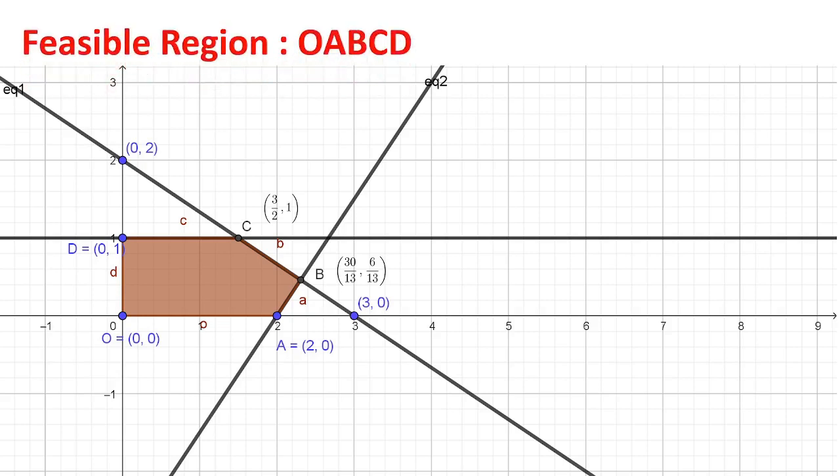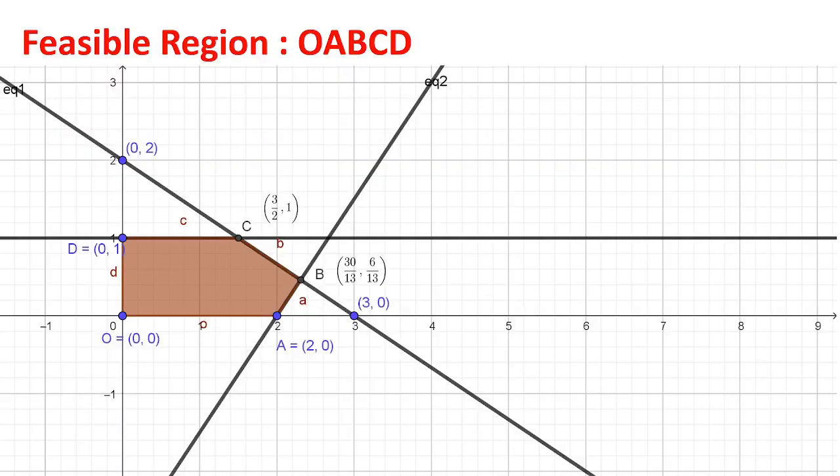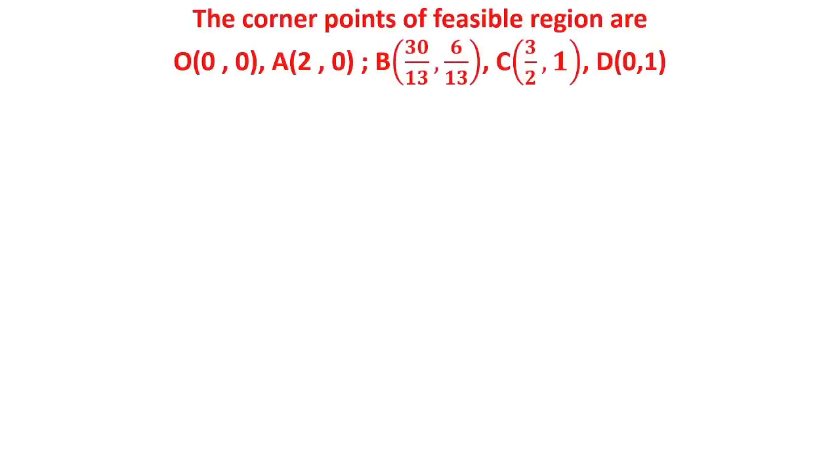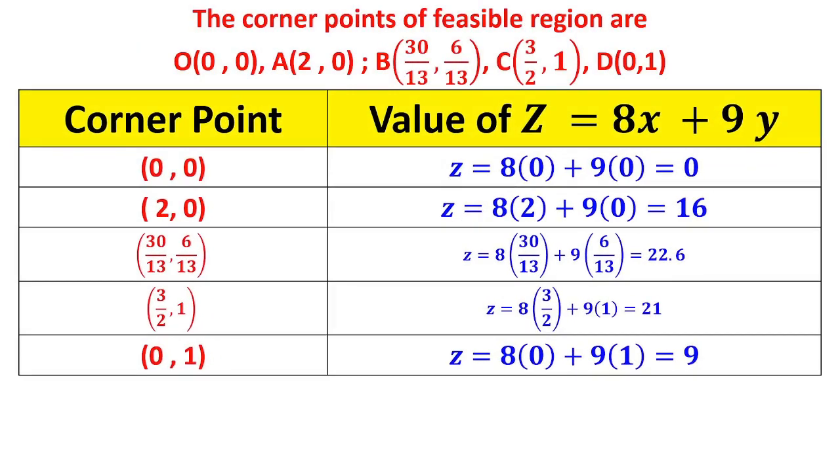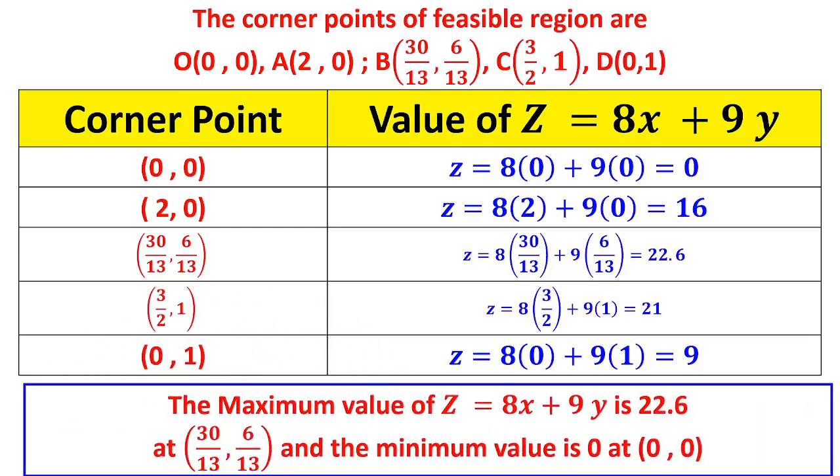Sometimes you may get the point of intersection directly from the graph also, but sometimes you have to solve it. Now, I am putting the corner points in the table and finding which is the maximum value, and from that you are just visualizing it. The maximum value is 22.6 and it is attained at (30/13, 6/13). And I have given you the minimum value also. Sometimes they may ask you the minimum value also.